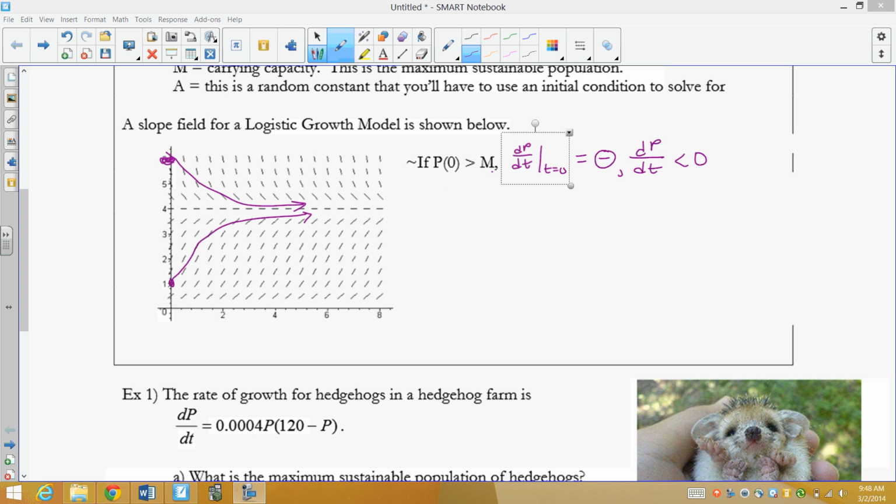Anyways, if the initial population is greater than the carrying capacity, your slope field is going to always have a negative slope.